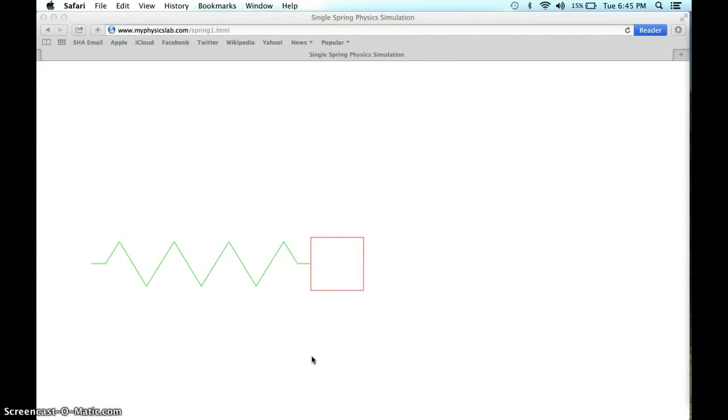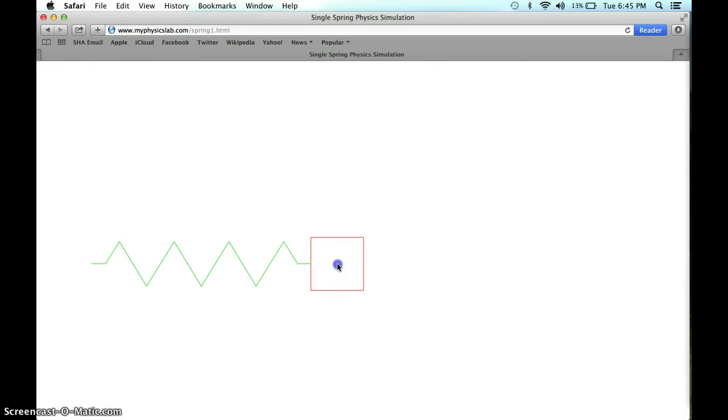To answer this question, we're going to look at a really nice simulation provided by myphysicslab.com. Here's a block attached to a horizontal spring. The block is currently at rest, so it's at the center position, which is about right here.